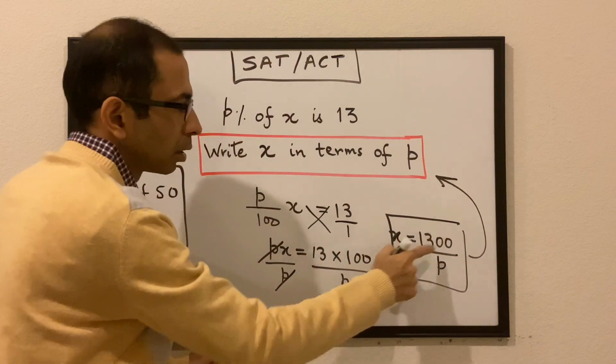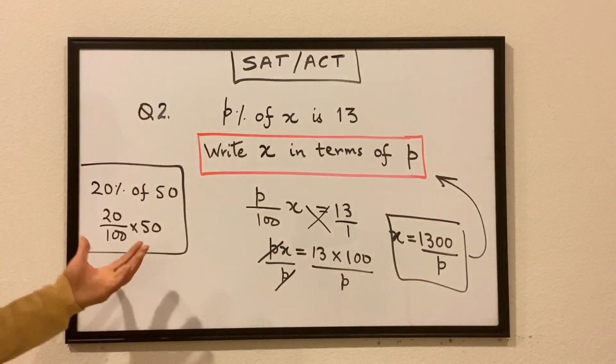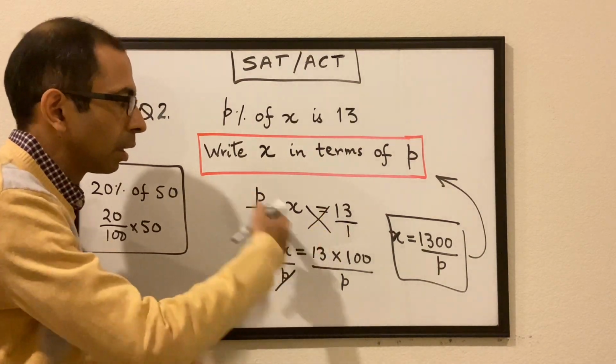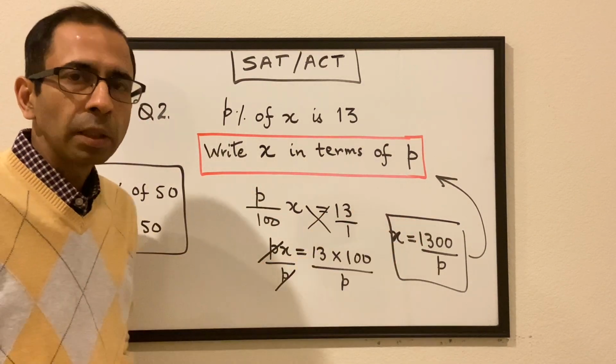So this is x in terms of p, right? Again, pretty straightforward. P in terms of x, p over 100x is equal to 13, and then we are writing x in terms of p.